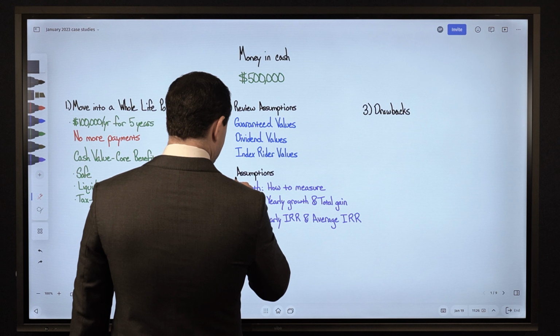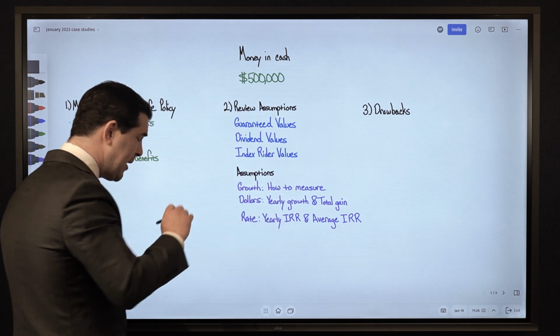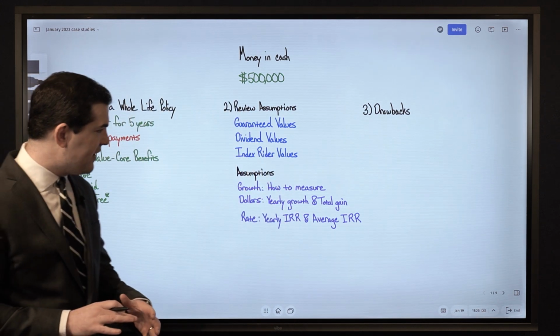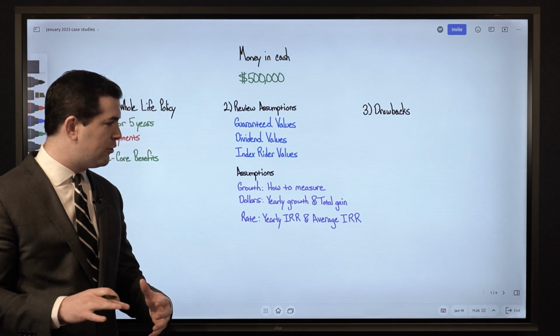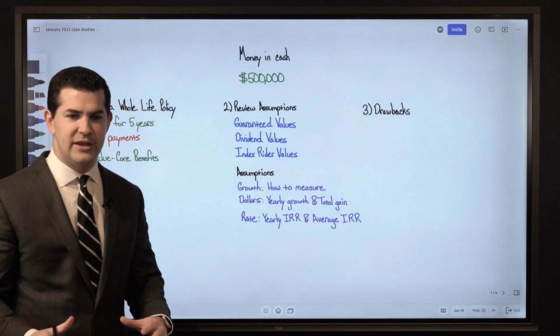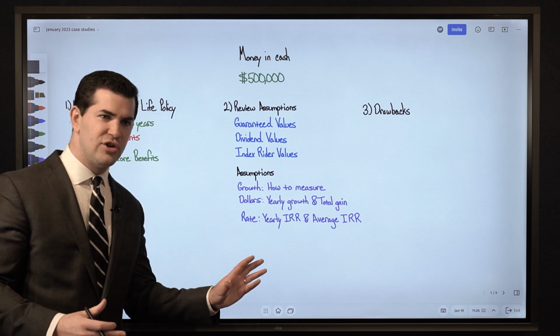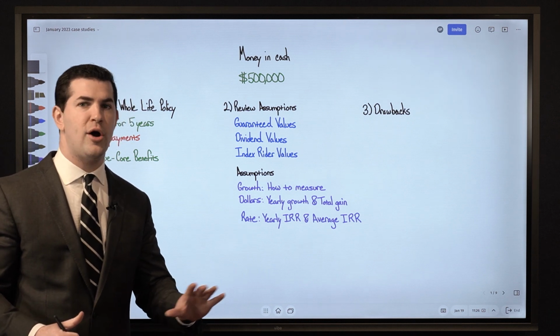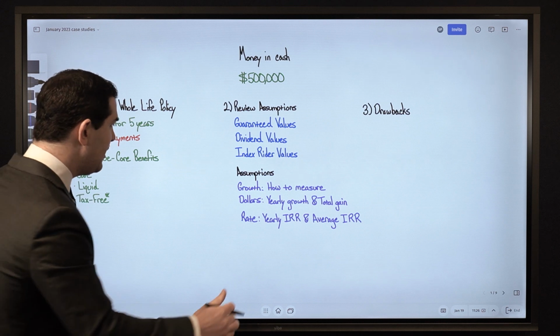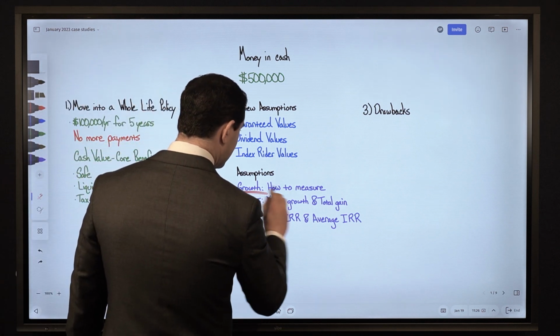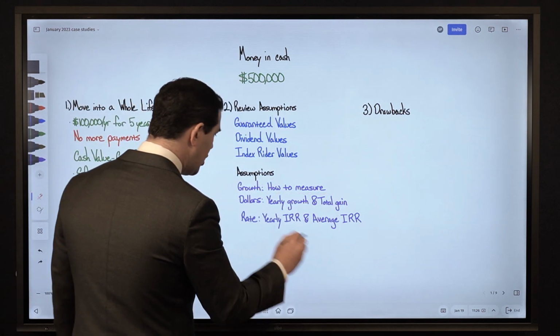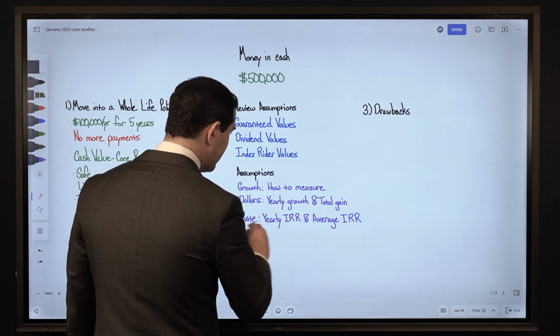So with the assumptions, what we're going to look at here is a couple of bullet point items that a lot of people like to look at, or just over the years in working with individuals, we've heard them express, hey, this is very, very helpful just in seeing what the total growth on my life insurance policy is. What we're going to look at with respect to the growth is how to measure it. We'll look at both dollars and rate.